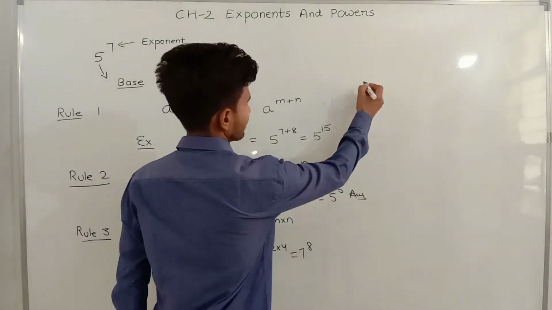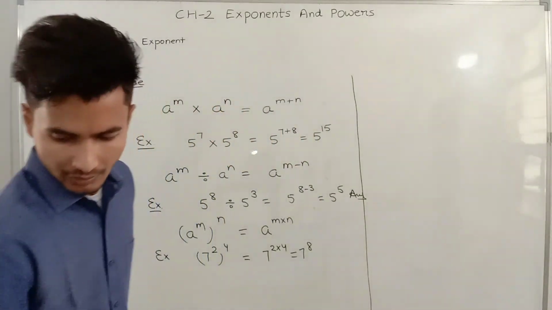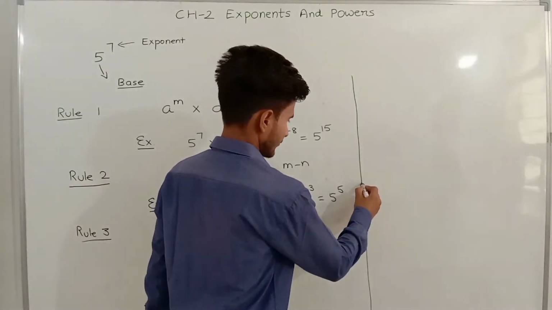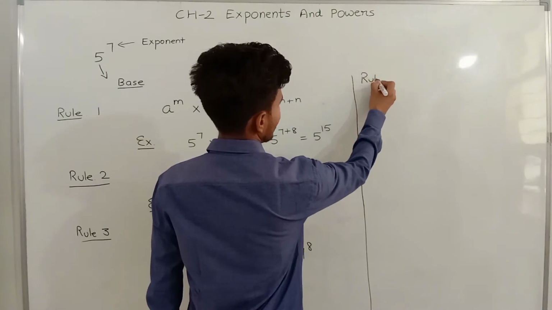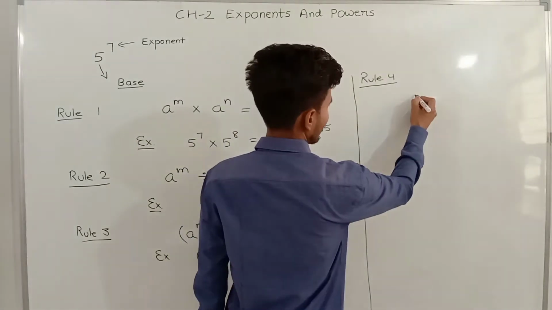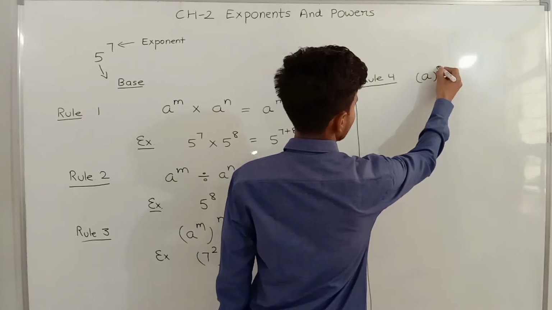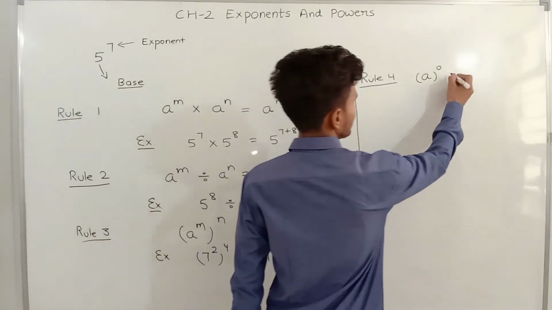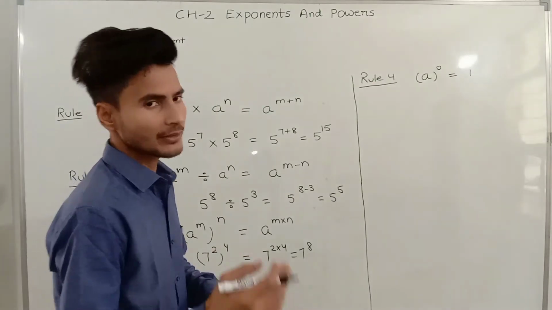Rule number 4. Any number, suppose you have a power 0. Any number whole power 0 is always equals to 1. It is always equals to 1.